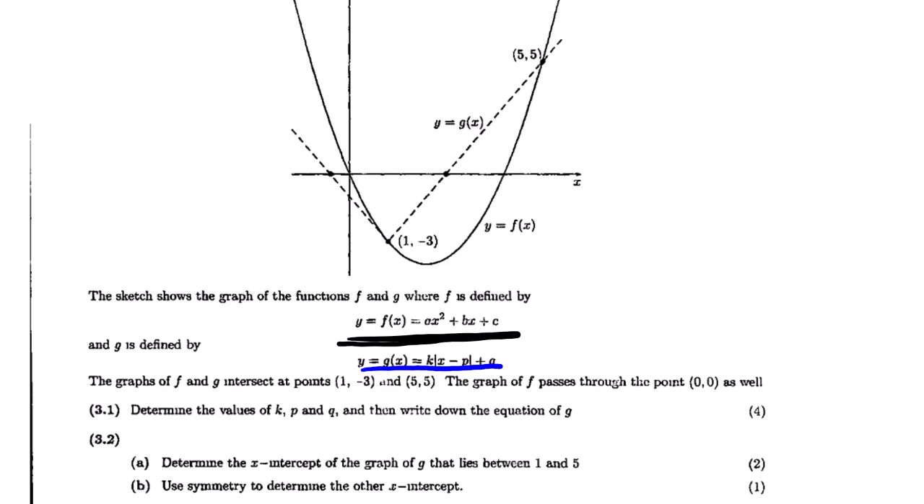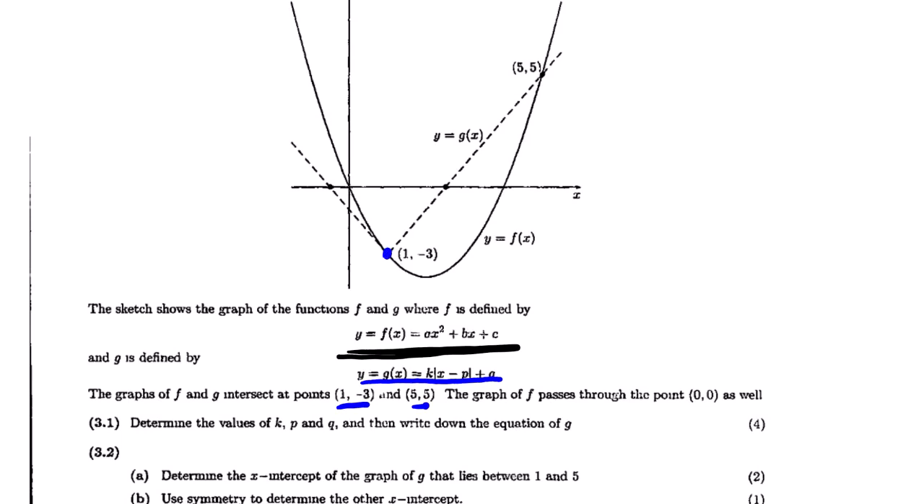Now furthermore, the scenario is saying the graphs of f and g intersect at points, so we are given these points. Looking at the diagram, we can see these are the points they are referring to. The graph of f passes through the point (0, 0). So this is the point whereby our graph f passes through as well. Now 3.1, determine the values of k, p and q, and then write down the equation of g.